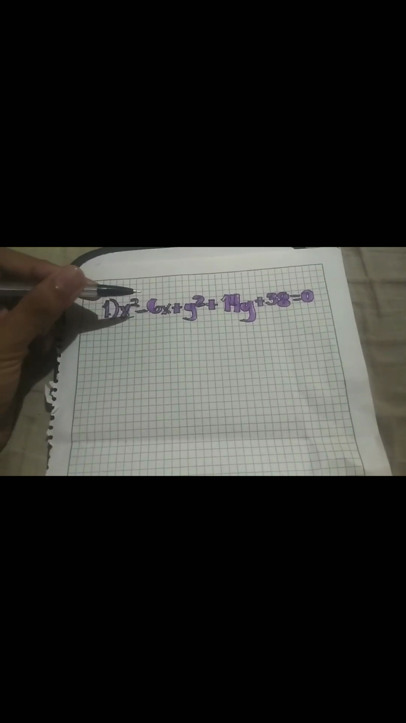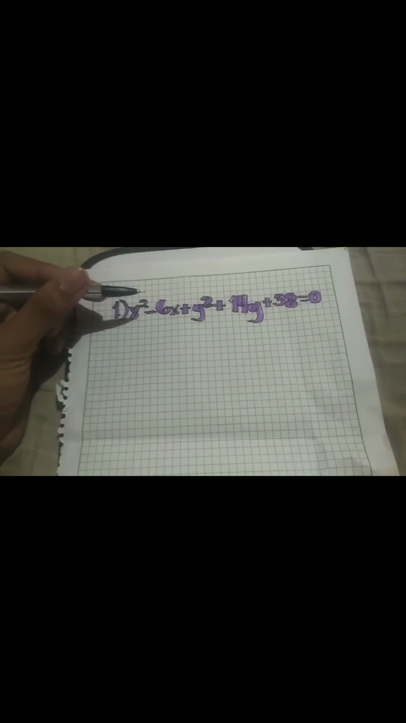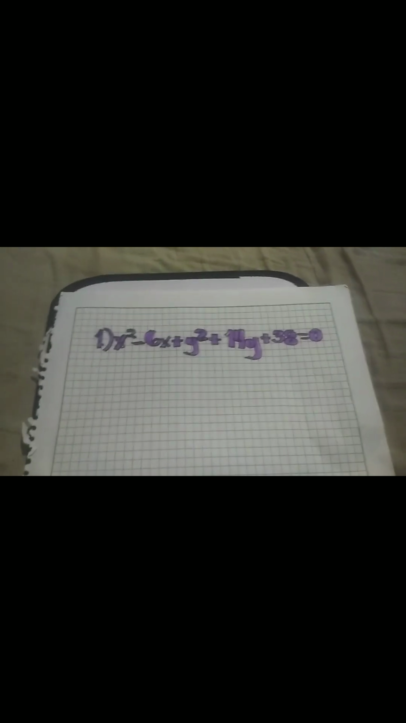A circle is a set of all points in a plane that are the same distance from one fixed point called the center, and the constant distance is called the radius. Now that we know what is a circle, we can now start in answering the given question. X squared minus 6x plus y squared plus 14y plus 38 is equal to 0. That is a general form. Now we have to make it a standard form.